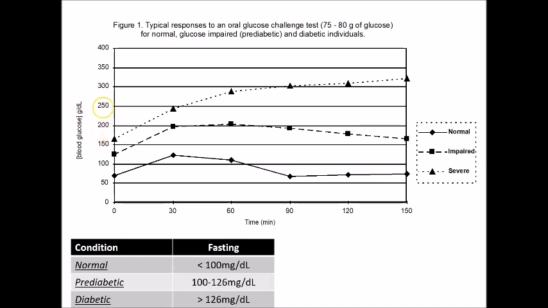when we ingest the glucose, the various patterns. Again, a normal test would start out between 70 and 100 milligrams per deciliter, peak within 30 minutes. The height of the peak is really not that relevant, just that it reached a peak in 30 or 60 minutes and then was back down below 100 within 3 hours.